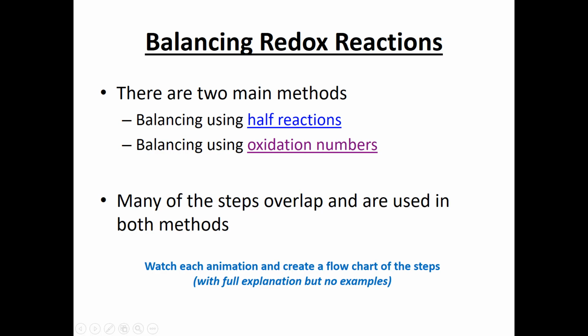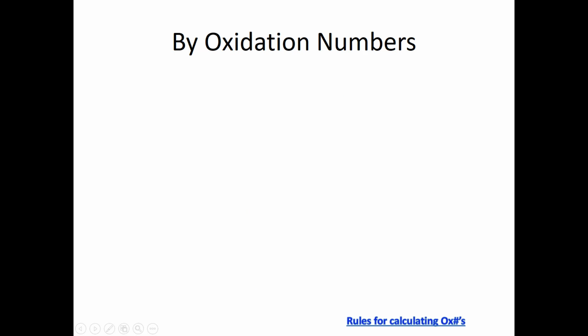Okay, we're looking at balancing redox reactions. Now remember there are two main methods, balancing using half reactions and balancing using oxidation numbers. We're going to start with the balancing of oxidation numbers. In order to do this, it's important that you know how to calculate the oxidation numbers of a species in a particular cation or anion that you're given.